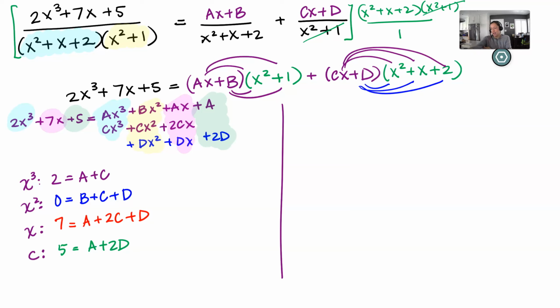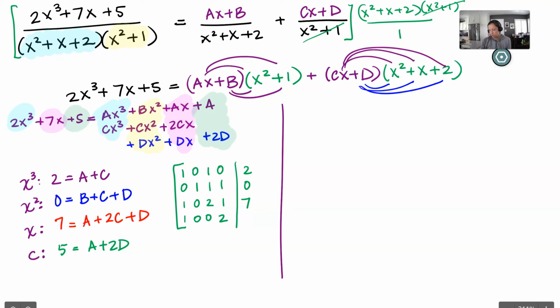This is when, if you had technology, to me, this is the only time I've ever used reduced row echelon form. I would set this up as like, okay, 1a, 0 b's, 1c, 0 d is equal to 2. No a's, a b, a c, and a d is equal to 0. 1a, no b's, 2 c's, 1 d is equal to 7. 1, 0, 0, 2 is equal to 5. And I would have the calculator tell me what that solution was.